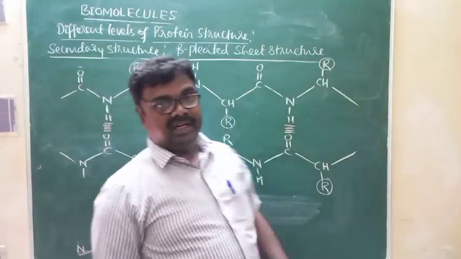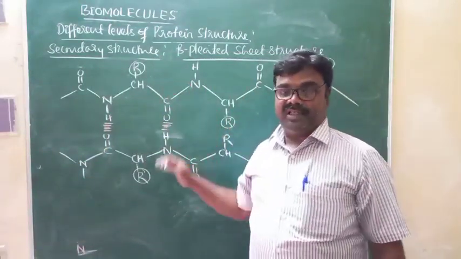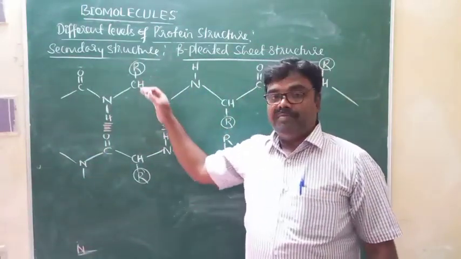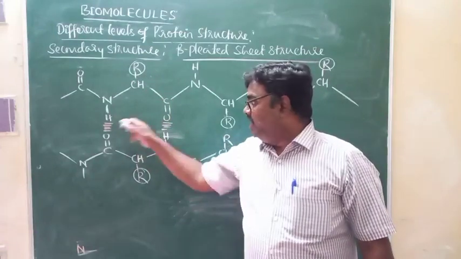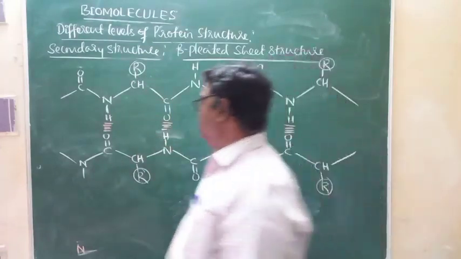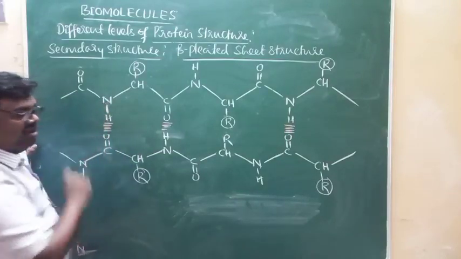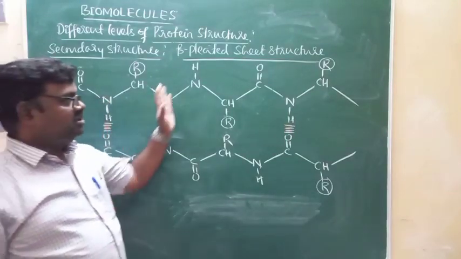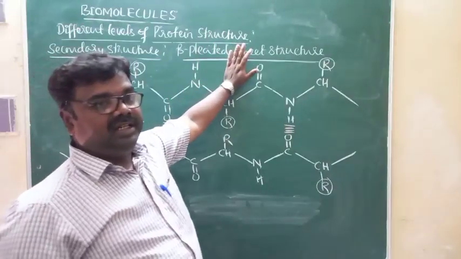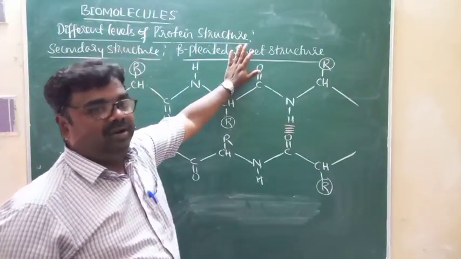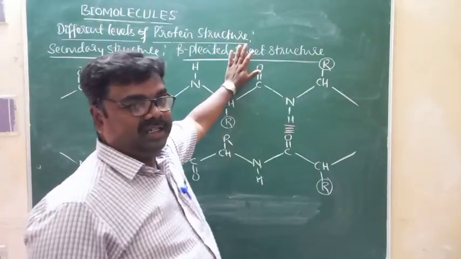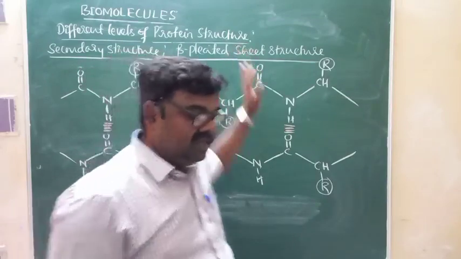And of course, as I said, in this beta pleated sheet structure, polypeptide chains are held together by intermolecular hydrogen bonding between the CO group of one polypeptide chain and the NH group of another polypeptide chain. This type of beta pleated sheet structure is found in silk protein.